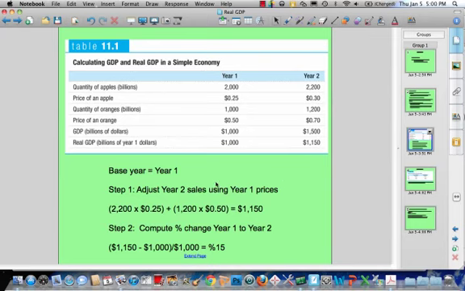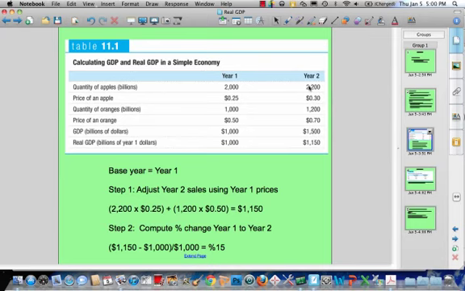So how do we do that? Well, let's look down here at the steps I've outlined. Step one in finding real GDP is to adjust year two sales using year one prices. And that calculation, pause if you want to go through this, yields a GDP measure of 1.15 billion, not 1.5 billion, because prices increased.